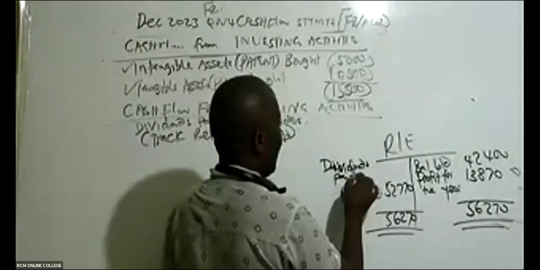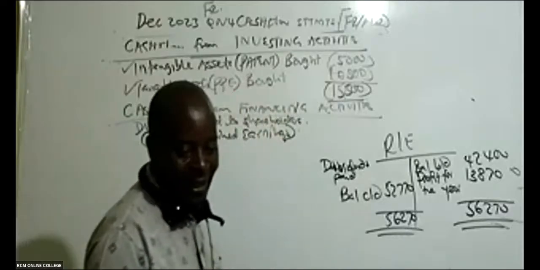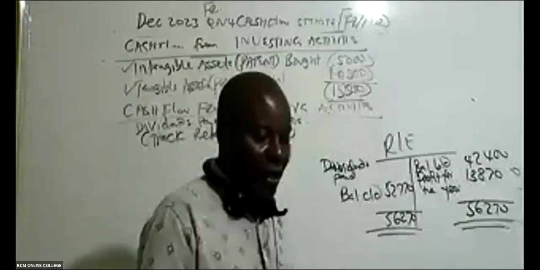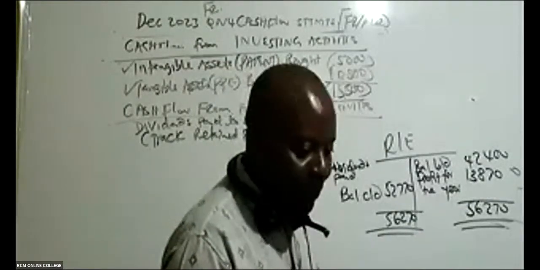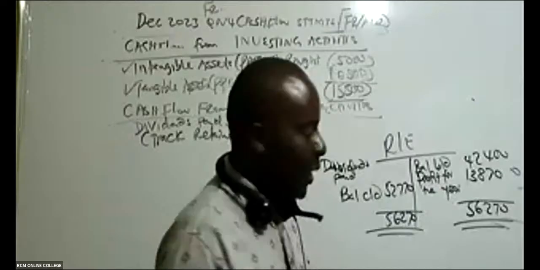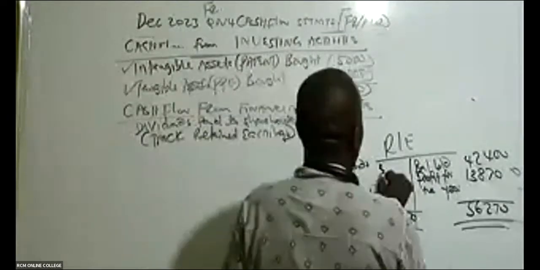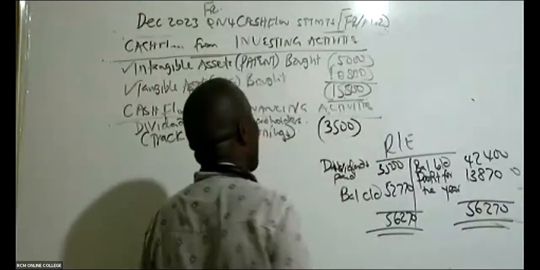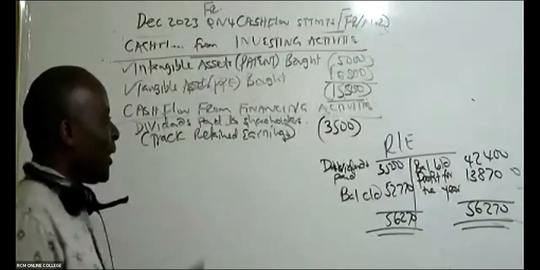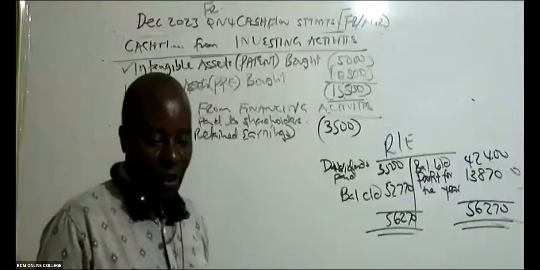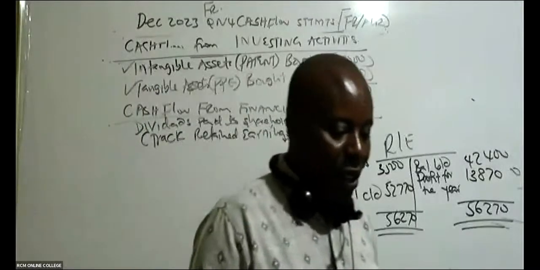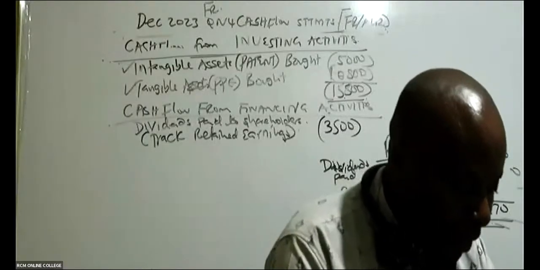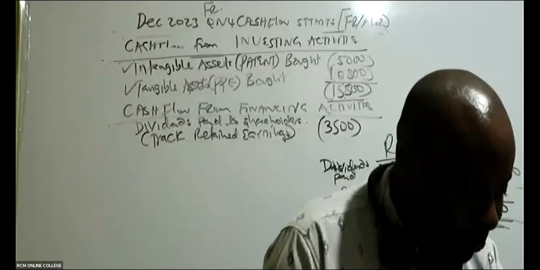How much dividends were paid? 3,500, right? So that's the first thing that you do. Under financing activities, you must always remember to pay dividends to your main supporters.